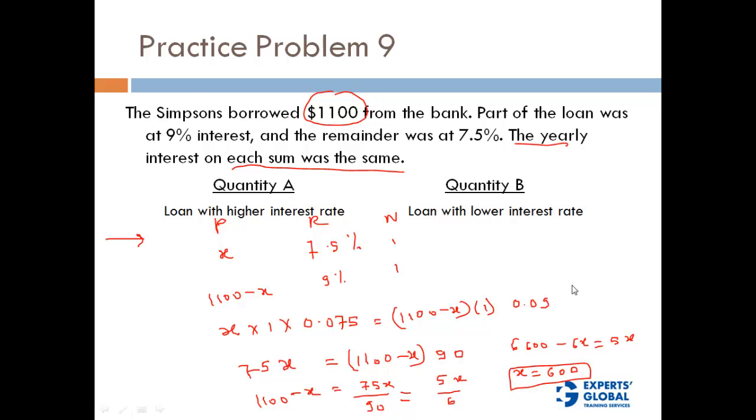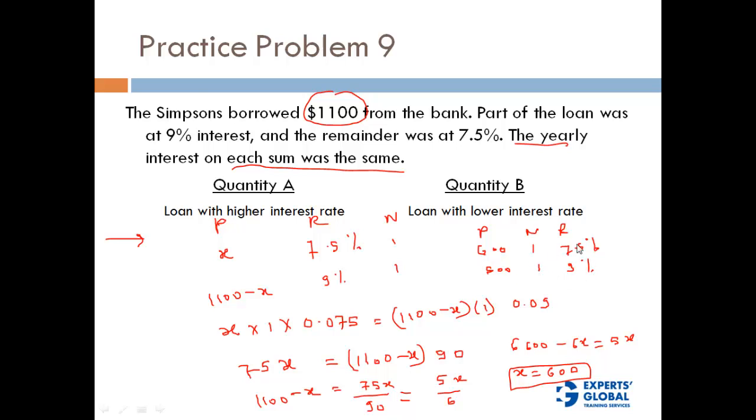Correct? So here what we get is 11x is equal to 6600. So X is going to be 600. Let's see if these numbers make sense. Let's look at P and R. P is going to be 600 in one investment with 7.5%. The other investment is going to be $500 because both of them have to add up to 1100. So the other investment is $500 for 1 year with 9%.